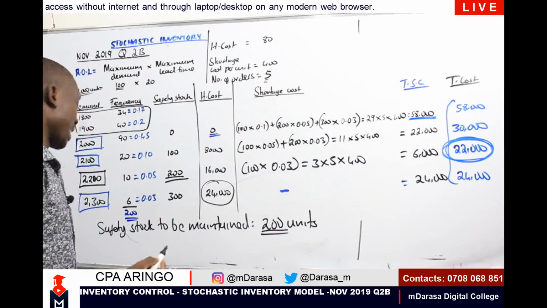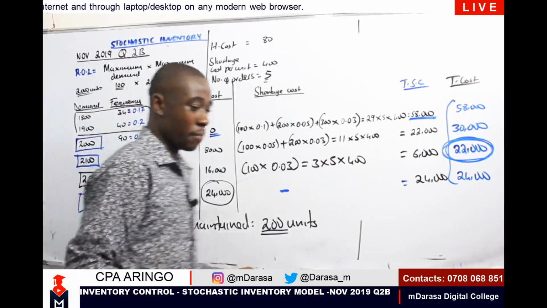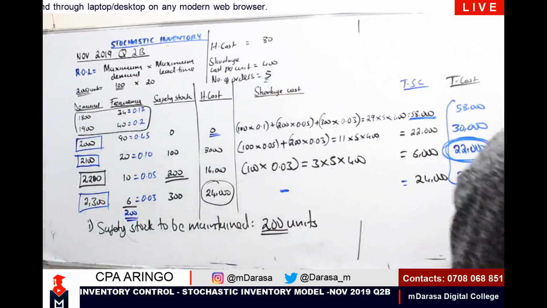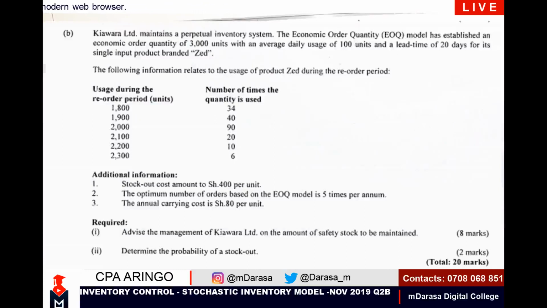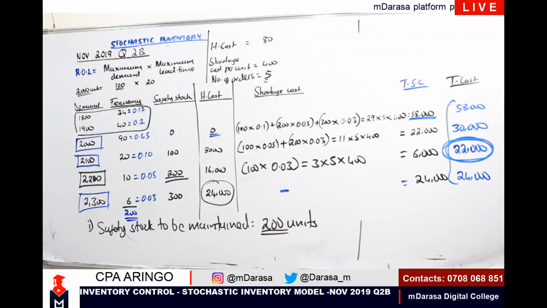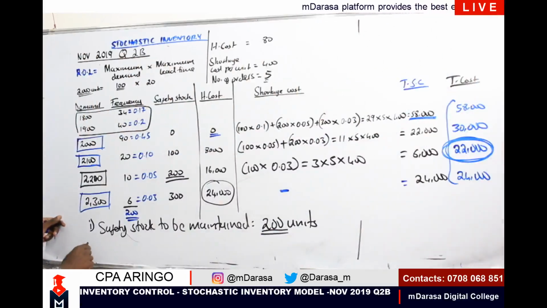Then, what about the next question? This was part 1, what the examiner wanted us to do. Part 2 of the question, what were we asked? So, the other part, this is what you are given. Determine the probability of stock out. So what will be our probability of stock out?